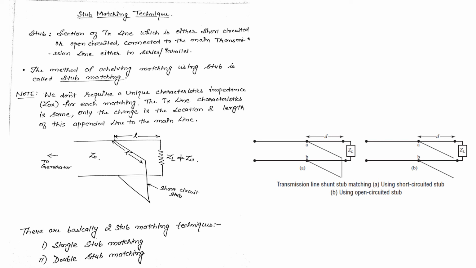The only difference here is that we're going to append that particular small section of the stub either in series or parallel at some particular location on the transmission line. That's all. Our problem is solved.